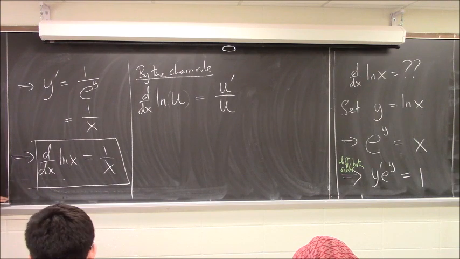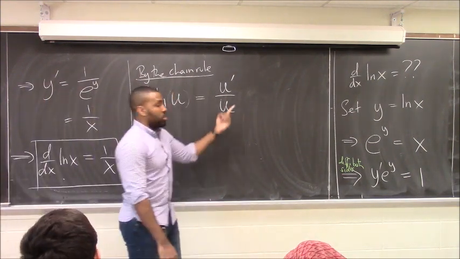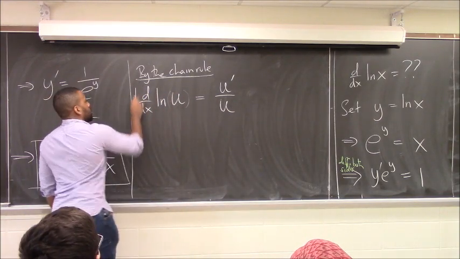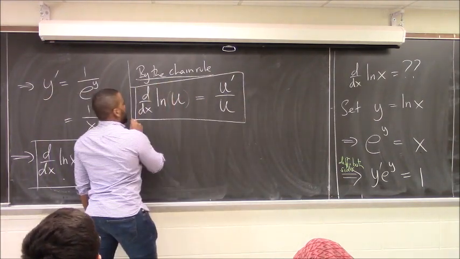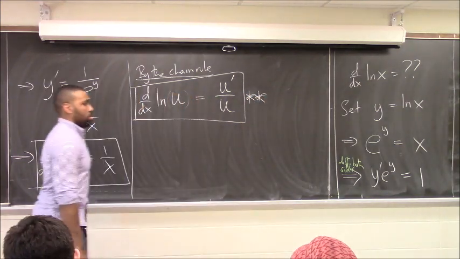So if you want to differentiate the natural log of some function, you take the derivative of that function, and then you divide by the function itself. That is the chain rule version. I would probably memorize that one if you have to memorize only one of these two.